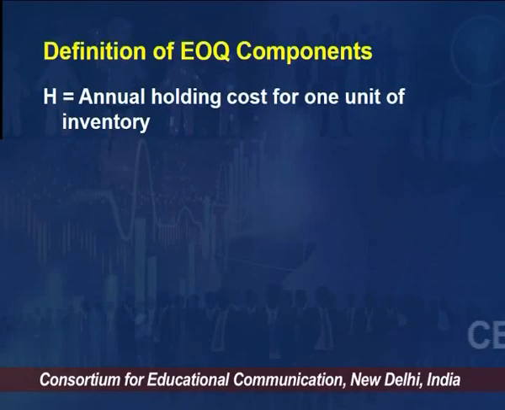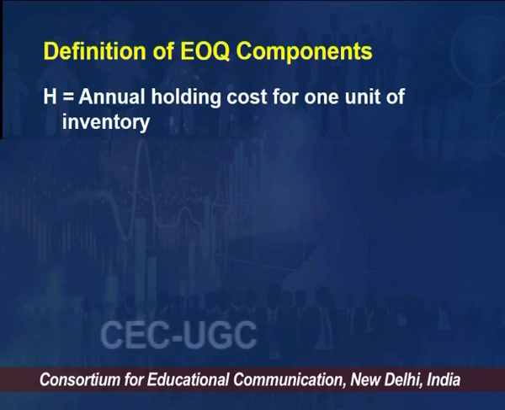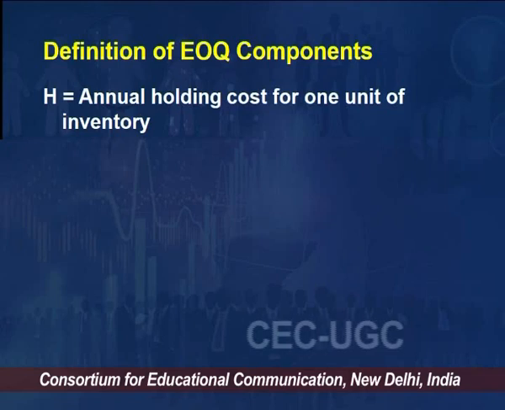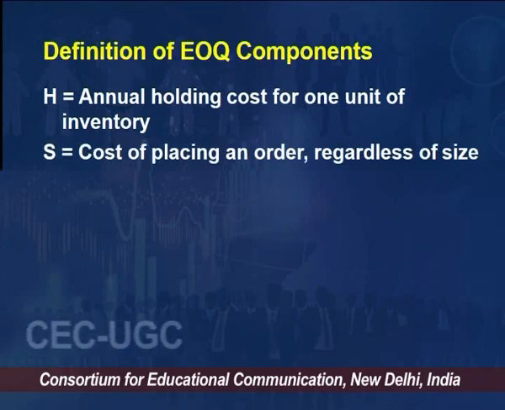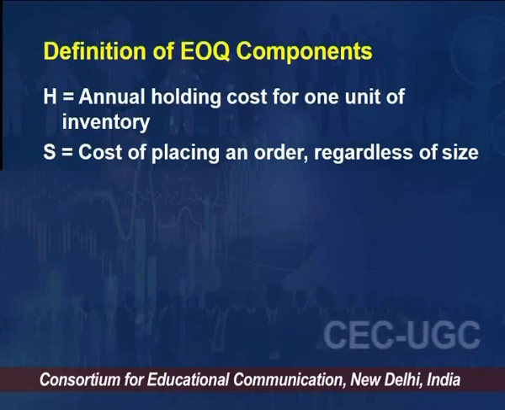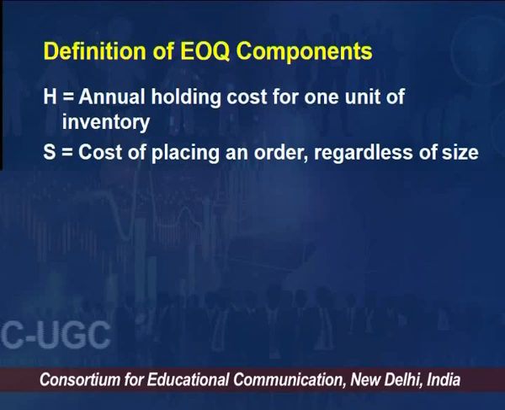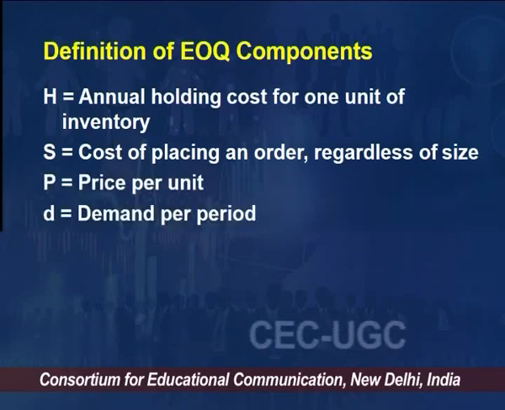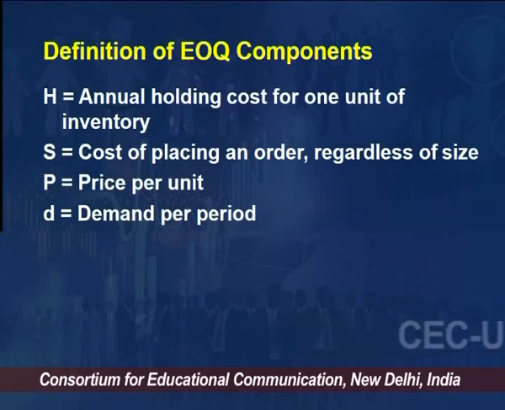As you are seeing on this slide, we will denote H as the annual holding cost for one unit of inventory. So H is the unit holding cost, in other words. S is the cost of placing an order, regardless of size. So this is the ordering cost, S. In some books it is also written as setup cost, therefore the letter S is used. P is the price per unit of the product.